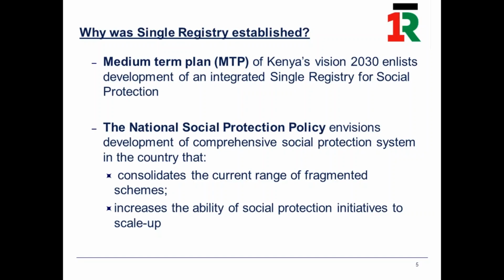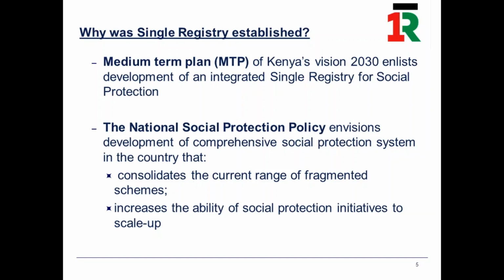We decided to develop the single registry mainly because of our MTP, the medium-term plan for Kenya. Within that, Vision 2030 brings in the issue of making sure that social protection is well coordinated. So Vision 2030 really articulates the issue of the single registry system. And then we also developed a policy in 2012. The policy clearly talks of the need to consolidate the fragmented programs. We have started with social assistance, but we are seeing ourselves going broader to cover all the fragmented programs.